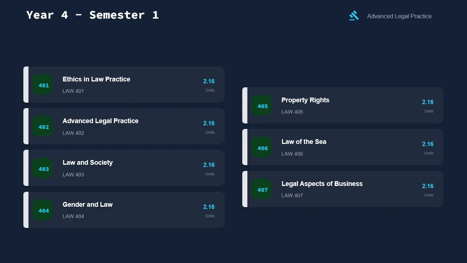Criminal justice: racial disparities in policing, charging, sentencing, and incarceration. Civil rights: anti-discrimination laws, affirmative action, and voting rights. Property and wealth: historical exclusion from property ownership, redlining, and wealth gaps.